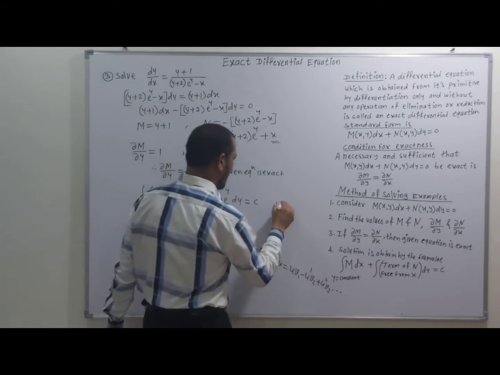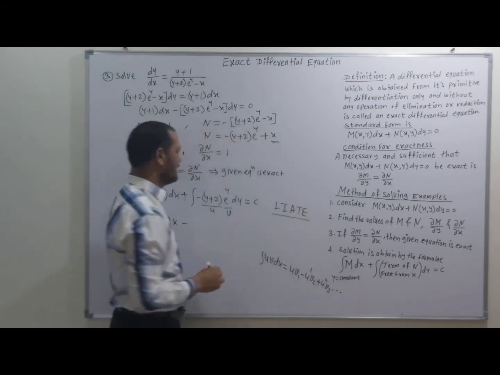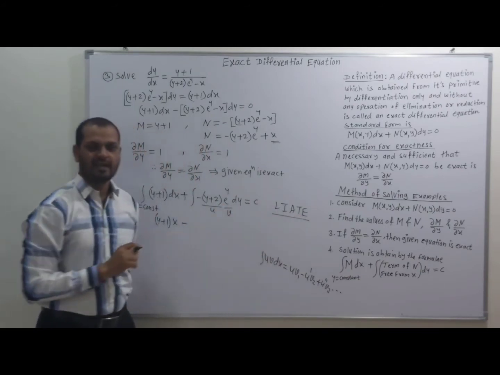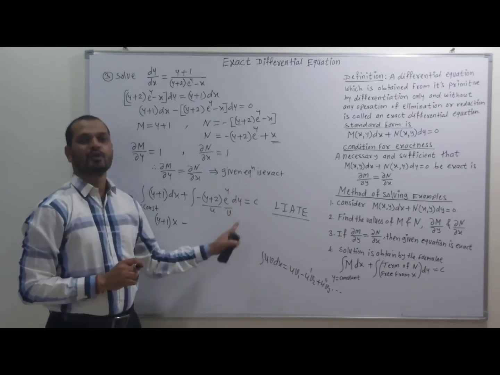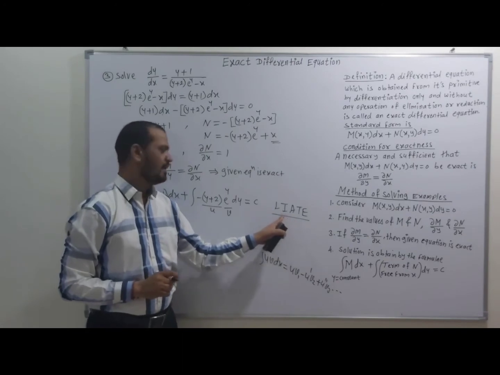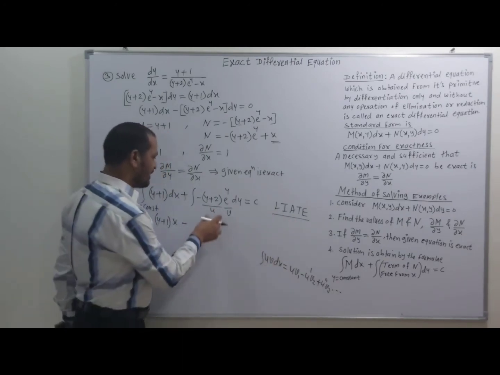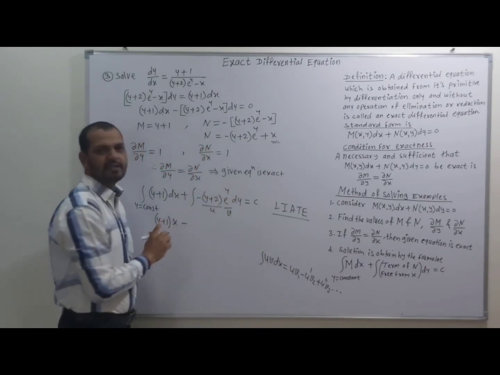Here we have to apply the LIATE rule for finding the integration of this term. This is exponential, and exponential is the last in the order. So to find the integration of a product of two terms, first we check the LIATE rule, then apply this general rule for integration by parts. So here the value of u is y + 2 and that of v is e^y.